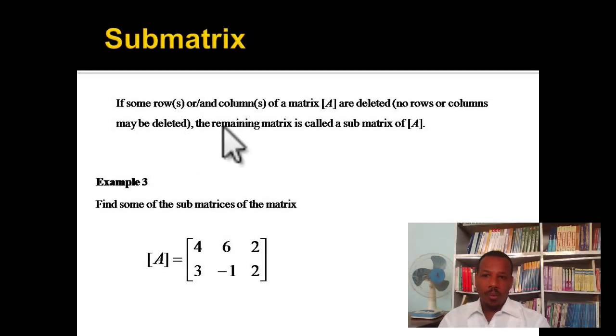If some rows and columns of a matrix are deleted, or no rows or columns are deleted, the remaining matrix is called a sub-matrix, which is developed from the given matrix. If a column is deleted, then the resulting matrix is said to be a sub-matrix.